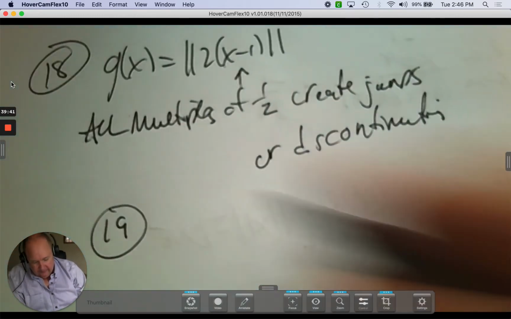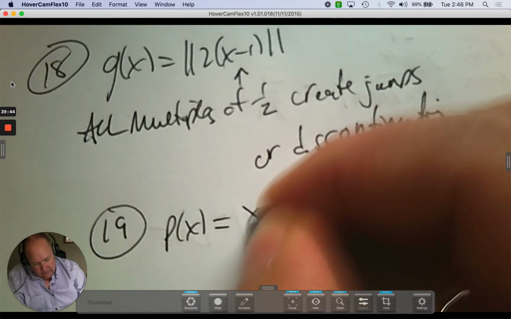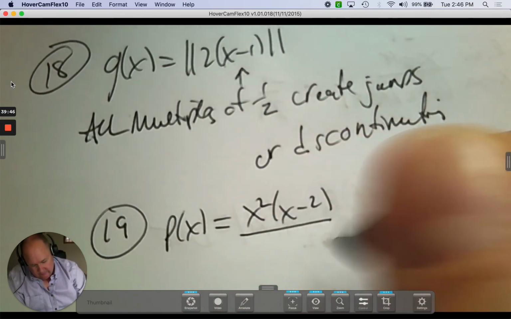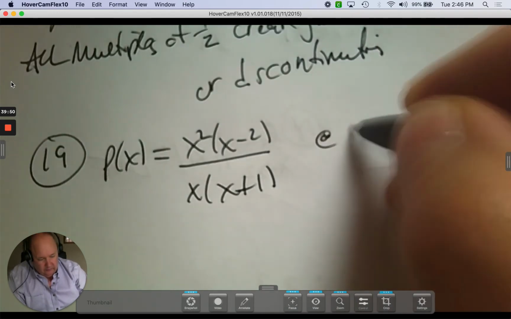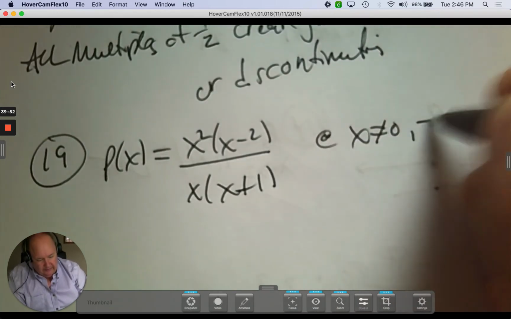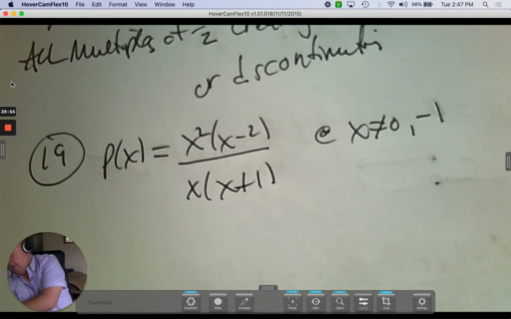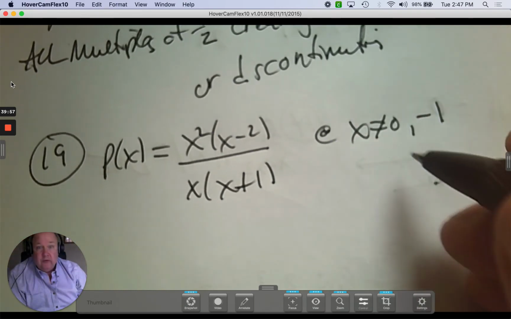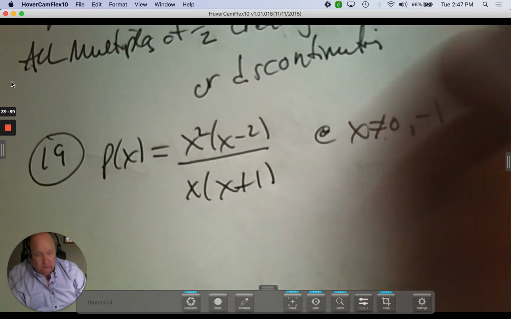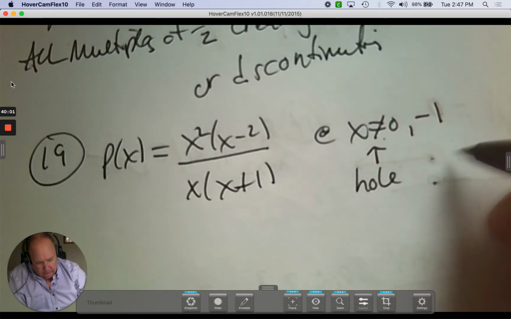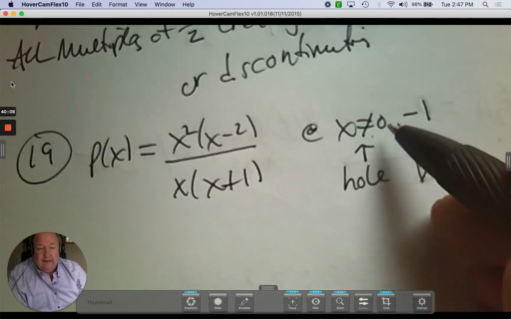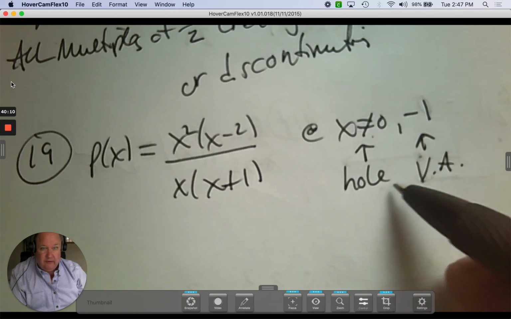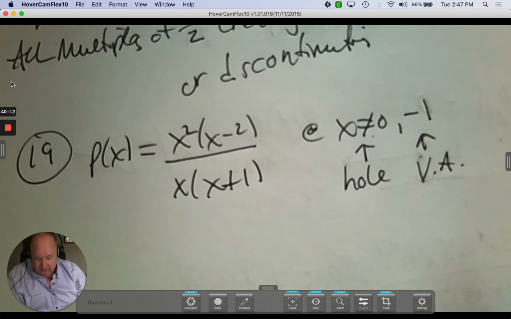Number 19. Where is this not differentiable? So what we're looking for is where it's not continuous. So at x equals 0 and -1, it's not differentiable. And why is that? At 0, notice how the x is crossed out, so there's a hole there. That's the reason. Negative 1 remains. It's non-removable, so there's a vertical asymptote. And you can't take the derivative at a hole or vertical asymptote where there's a discontinuity.